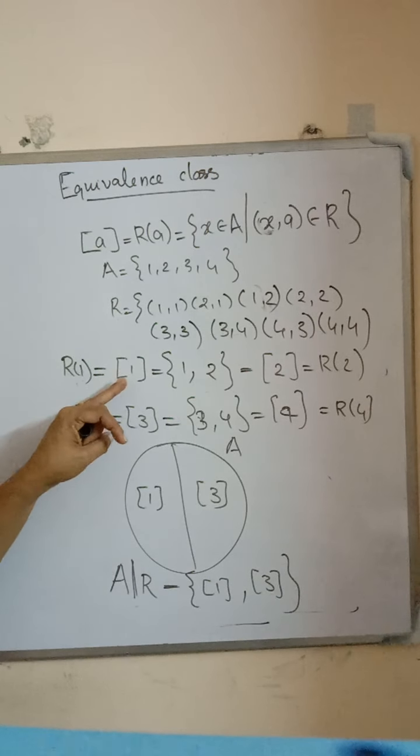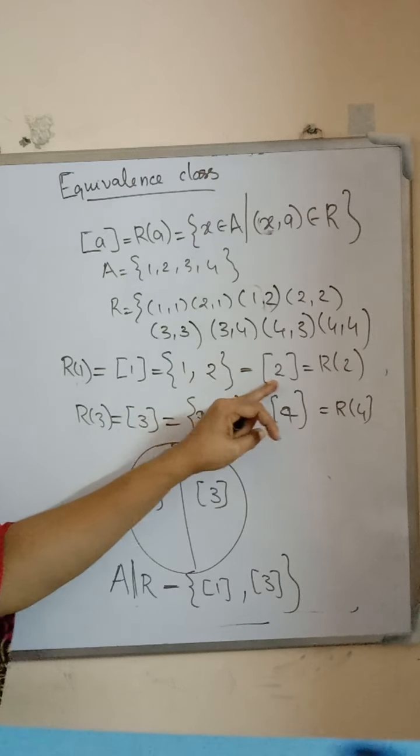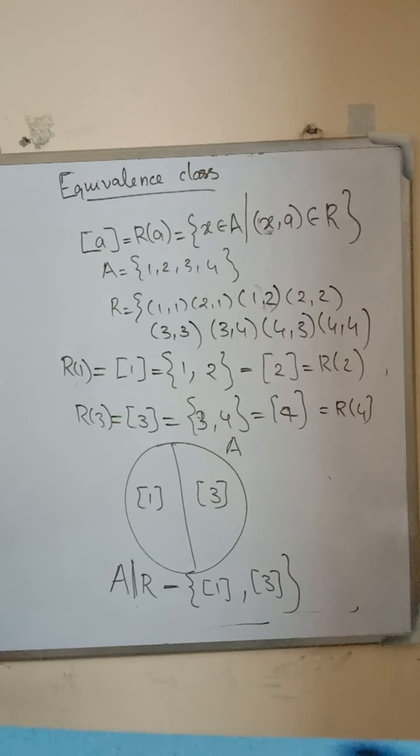Here, the equivalence class of 1 and the equivalence class of 2 are identical, and the equivalence classes of 1 and 3 are disjoint. So any two equivalence classes are either identical or disjoint. The collection of all equivalence classes forms the partition of the set A.